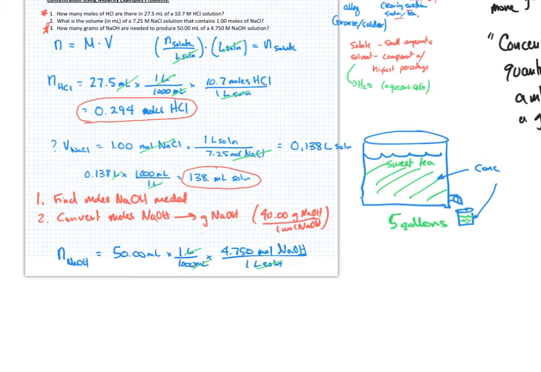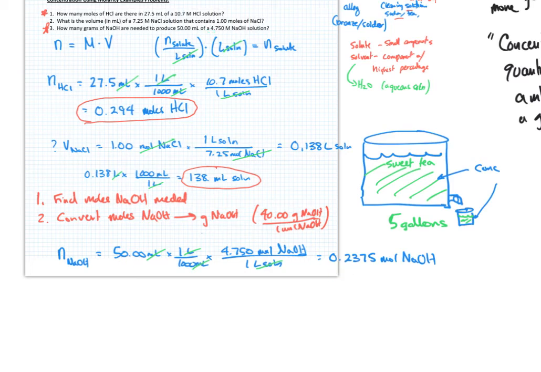So liters cancels liters, milliliters cancels milliliters, and we have moles NaOH resulting, and that comes out to be 0.2375 moles NaOH. Notice 4 significant figures, 4 significant figures. My answer should have 4 significant figures.